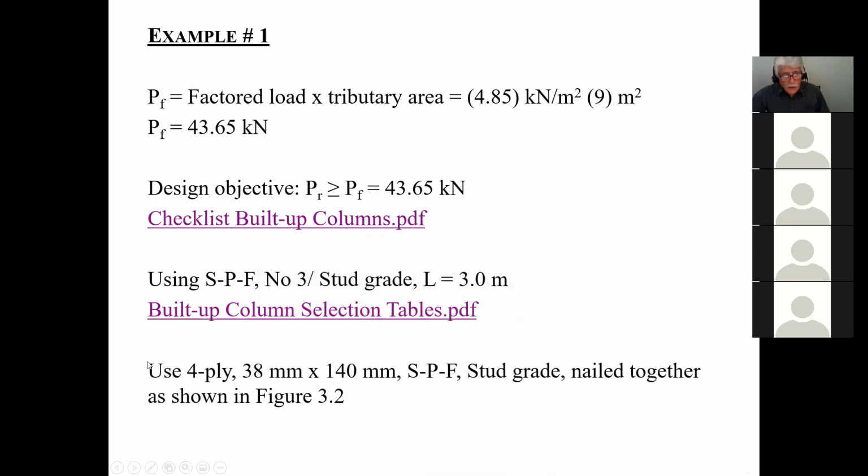So I have a 4-ply 38 by 140 SPF stud grade nailed together as shown in figure 3.2. And of course, it has to be nailed for it to have that resistance. And I have a PR value of 75.2. And I don't care if it's almost twice as big, it shouldn't be less. Because I have no choice but to keep on adding a ply, and I can't have 3.5 plies, I either have 3 or a 4-ply. And in this case, I ended up with a 4-ply.